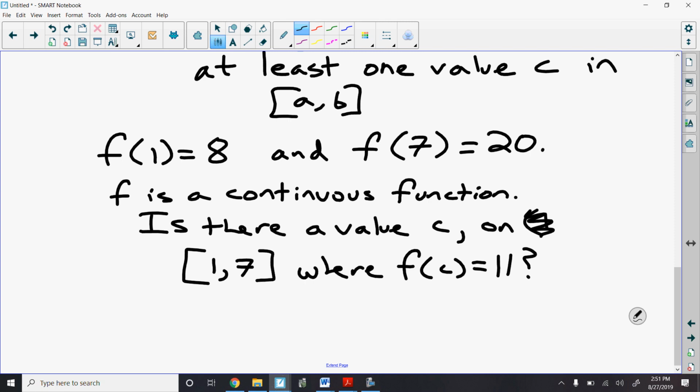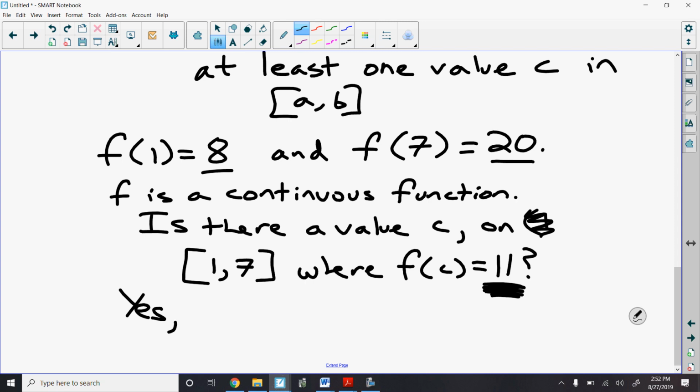Well, again, my question is this: is this y value intermediate, right, in between this y value and this y value? Can I go from 8 to 20? Can I have a graph that's continuous, that's connected, go from 8 to 20 without hitting 11? No, it's impossible as long as f is continuous. So the answer is yes, due to the IVT.